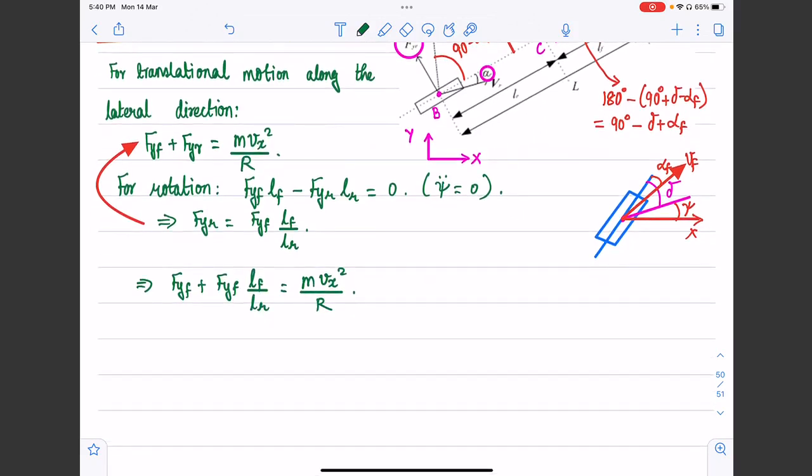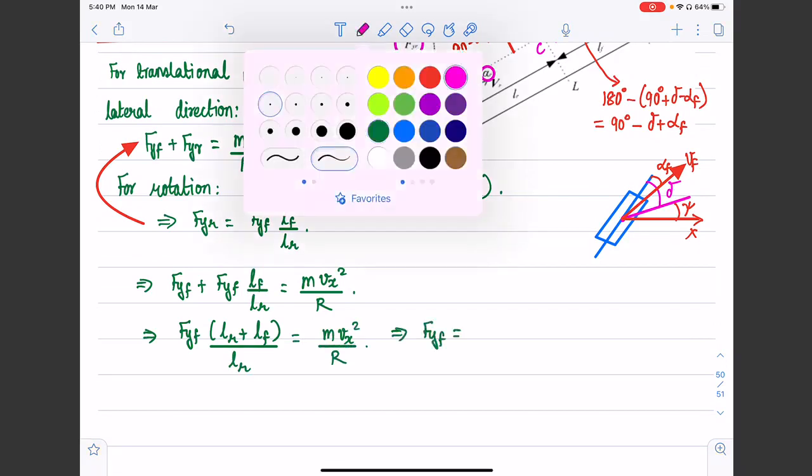Okay, this is what we have. If we simplify this equation, once again, some algebra here, but I'm sure we can immediately understand what's happening. If we take the LCM, I will get (Lr plus Lf) divided by Lr. That's going to be equal to m Vx squared by R. Okay, and if we simplify this further, we will get Fyf is equal to, what is Lf plus Lr?